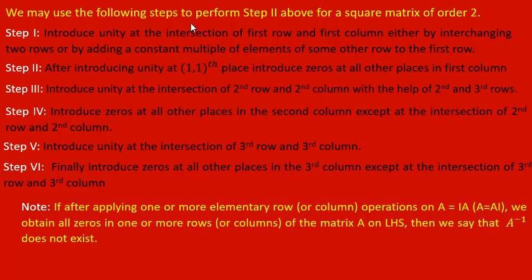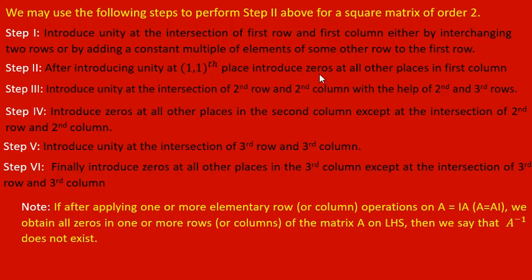Now, what am I saying in the first step? I am saying that your A11, that is the first element of your matrix, should be 1. So, how can we get that 1? Either we interchange any two rows, or we add or subtract some multiple of any other row to this first row, right?